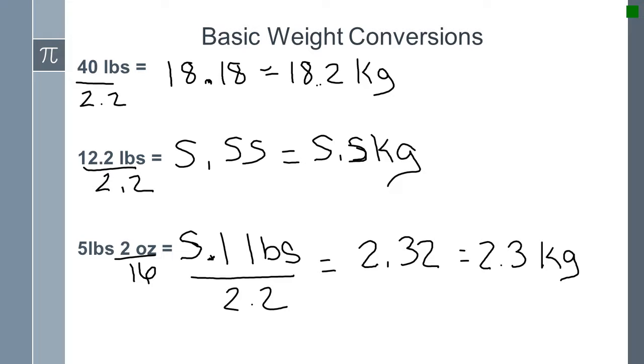And so when you divide 40 by 2.2, I'm getting 18.181818. So I'm going to get 18.18 or 18.2, depending on how far you need to round that, whatever your directions tell you.